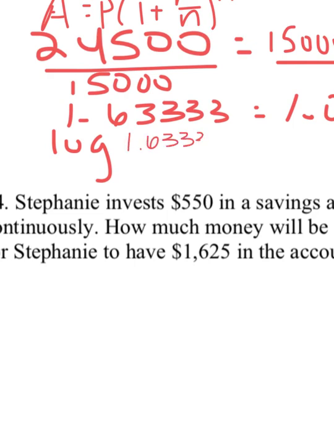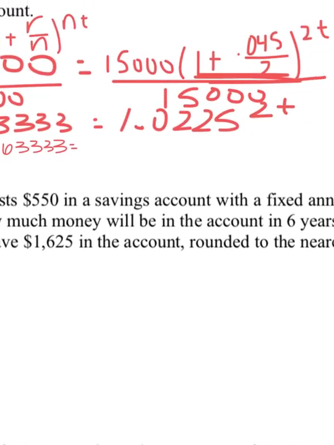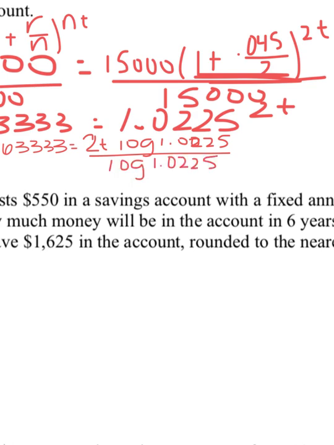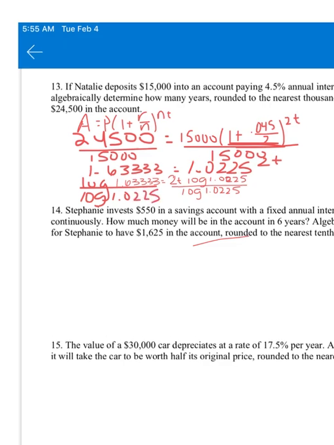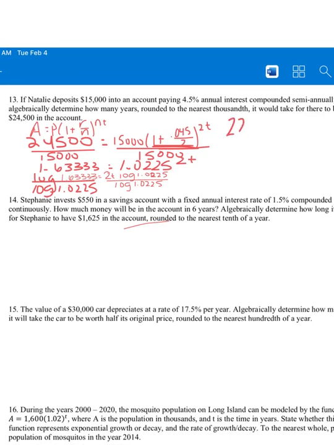1.6 equals 2t log 1.0225. And then you divide by the log of 1.0225. And you would get 22.04986 equals 2t. Divide by 2, round it to the nearest thousandth, you get t is equal to 11.025 years.